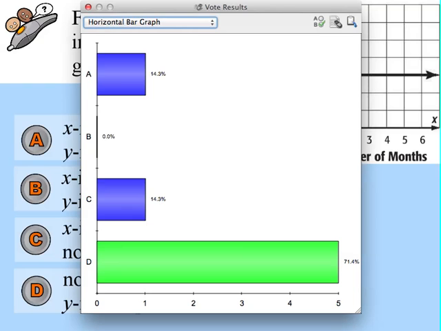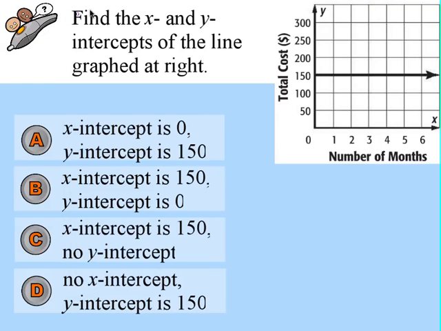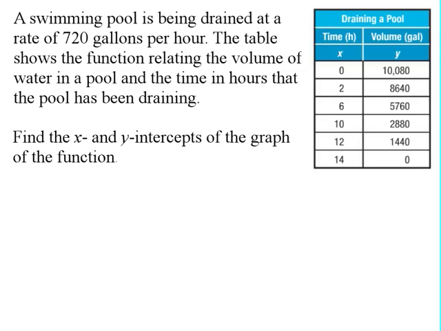All right, so the answer is D here. Let's go and look. Where does it intersect the x-axis? Nowhere. It doesn't touch the x-axis. So in this case, you know there's no x-intercept. So really, you could have stopped right there and answered D. Or you could have looked for the y-intercept and seen that the y-intercept here is 150, and you would have seen that that matched up.